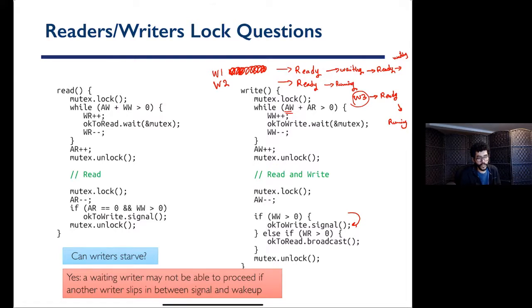And again, W3 could signal W1, make W1 ready, but before it runs, W4 comes. So this could continue forever. W1 never gets a chance to run because we're not doing any kind of first come, first served. We're just leaving it to the operating system scheduler to pick the next writer. So in this case, W1 could actually starve.